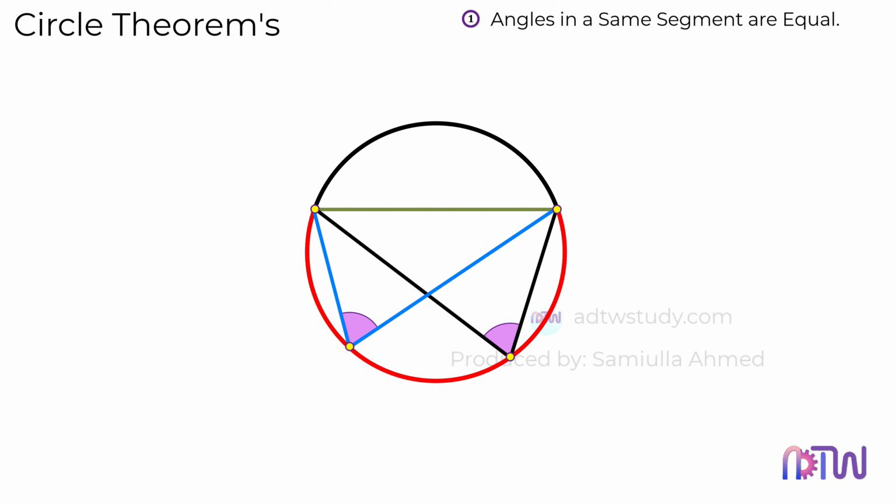This can also be represented without showing the chord. If we see 2 angles like this, we should remember that they are equal because they lie in the same segment. By drawing a chord connecting the points where these angles meet the circle, we can see that these angles are indeed equal to each other.